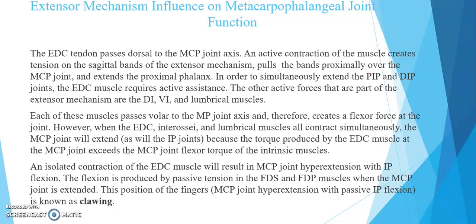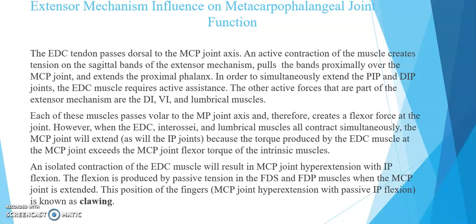If the FDS and FDP muscles are not working, the MCP will go into hyperextension. But because of passive insufficiency, the overstretched FDP and FDS tendons, mainly the FDP tendon, go into passive tension because they are overstretched by the MCP hyperextension. So this will produce flexion of the IP joint. This is called clawing.